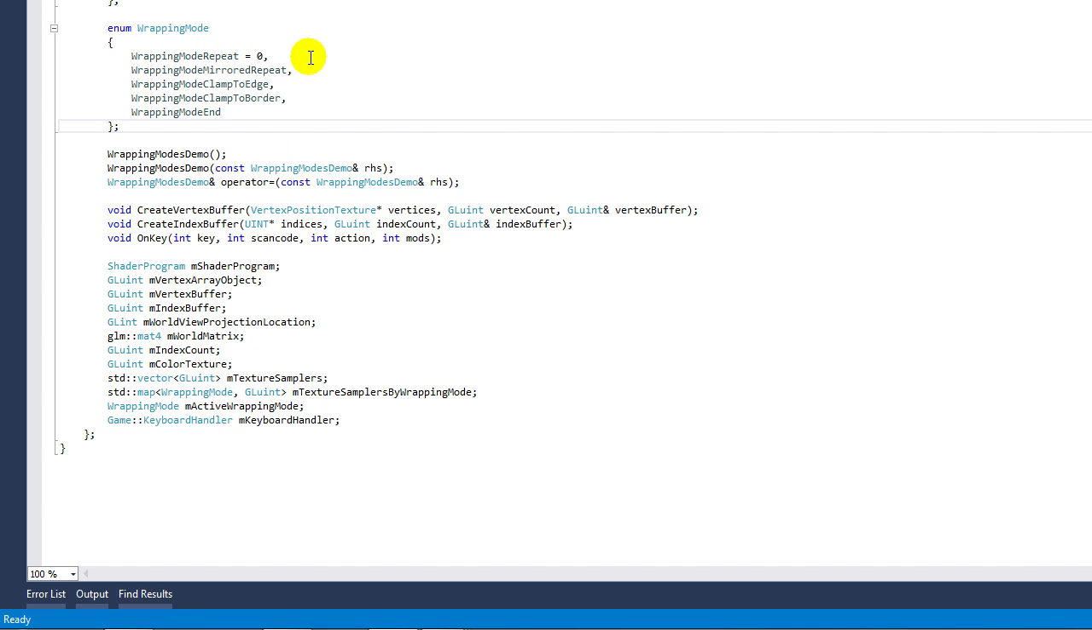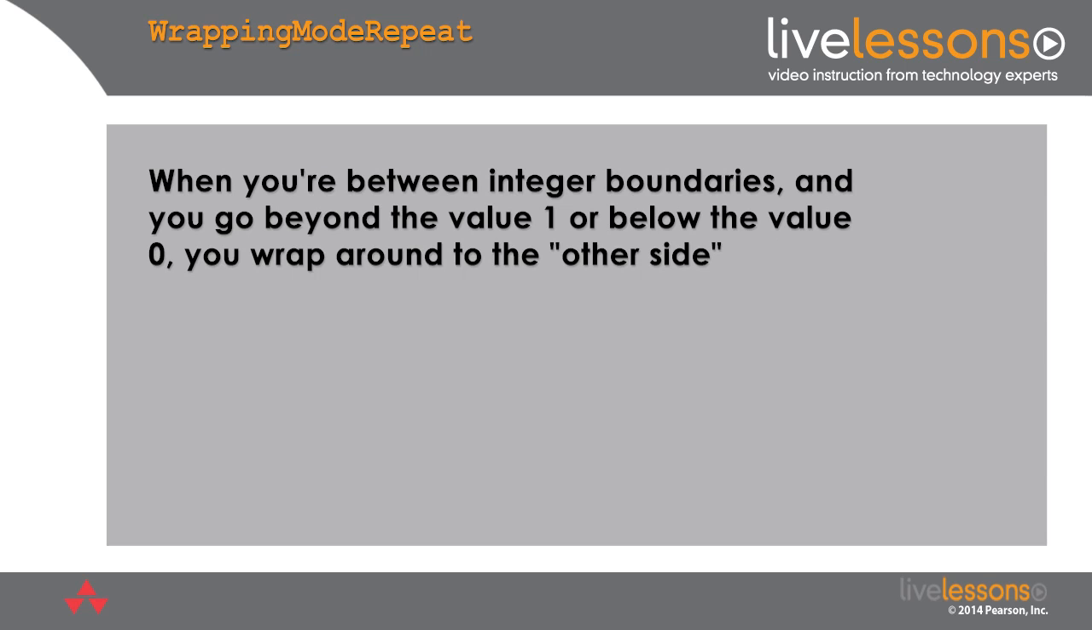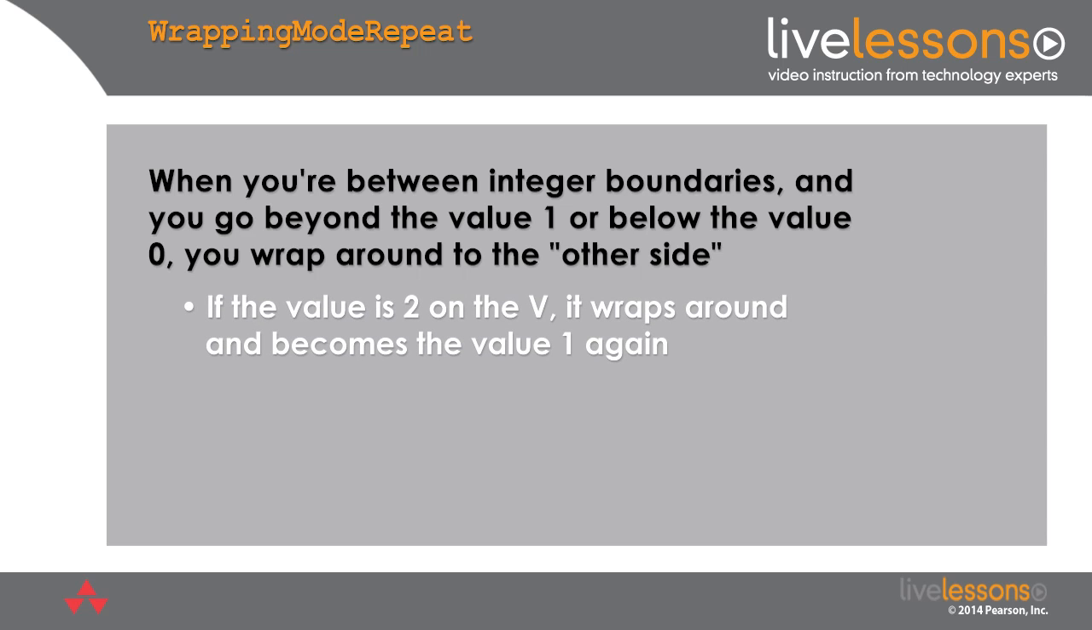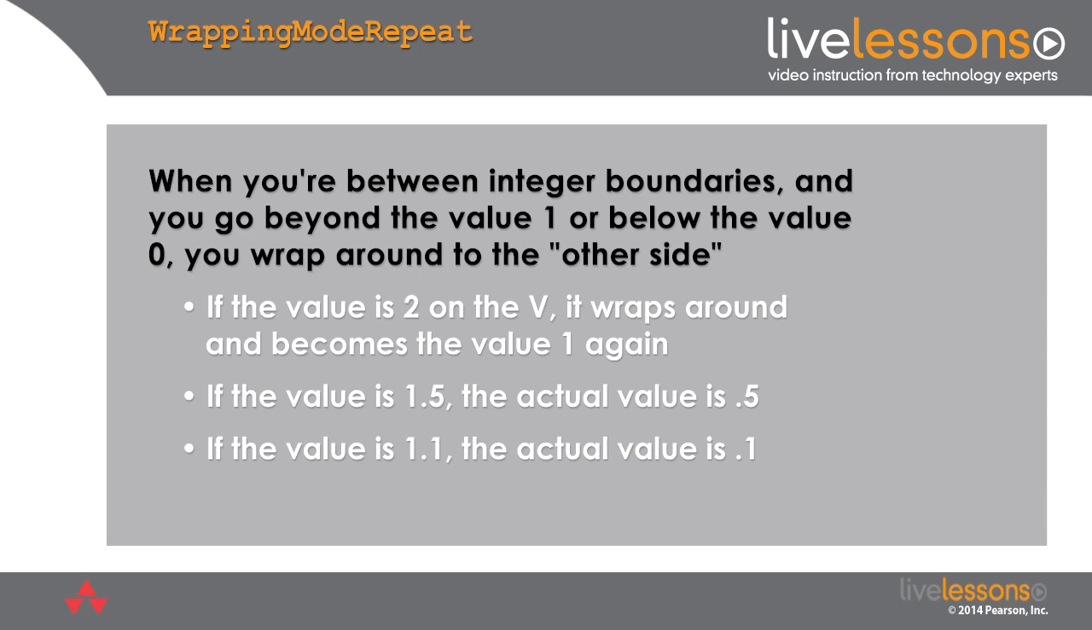The wrapping mode repeat, what it does is on every one of those integer boundaries where we're between 0 and 1, when we go beyond the value 1 or below the value 0, we wrap around to the other side, so to speak. So for example, if the value is 2 on the V, then we wrap that around and it becomes the value 1 again. If our value is 1.5, our actual value is going to be 0.5. If our value is 1.1, then the wrapping mode repeat says now we're going to subtract 1 from that. The value is going to be 0.1.